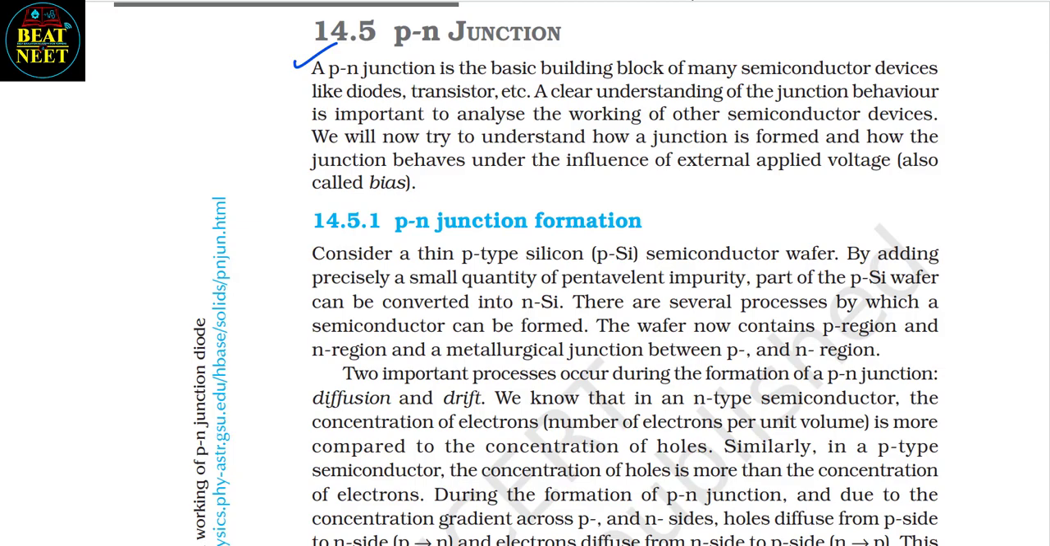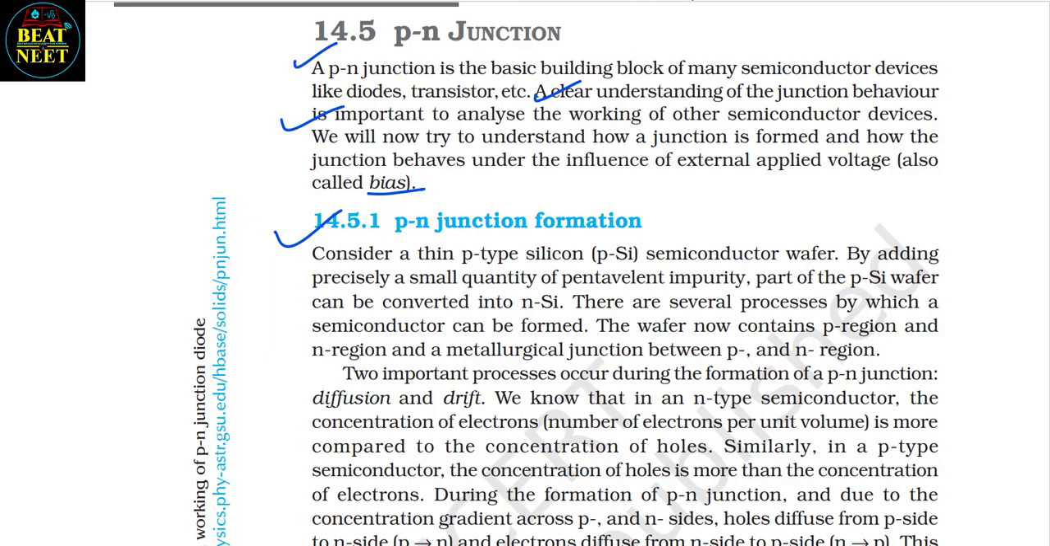14.5 PN junction. A PN junction is the basic building block of many semiconductor devices like diodes, transistors, etc. A clear understanding of the junction behavior is important to analyze the working of other semiconductor devices. We will now try to understand how a junction is formed and how the junction behaves under the influence of external applied voltage, also called bias.